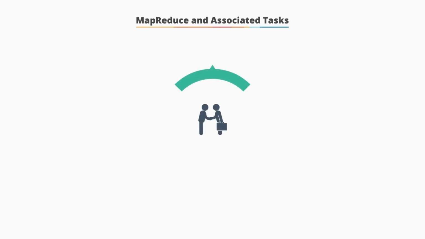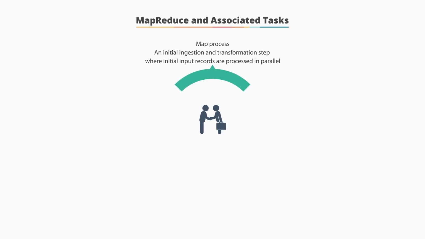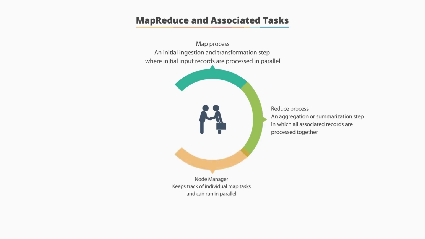MapReduce and associated tasks. The map process is an initial step to process individual input records in parallel. The reduce process is all about summating the output with a defined goal as coded in the business logic. The node manager keeps track of individual map tasks and can run in parallel. A map job runs as part of a container execution by node manager on a particular data node within a cluster. The application master keeps track of a MapReduce job.